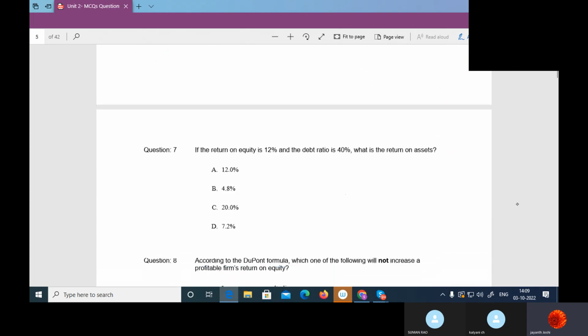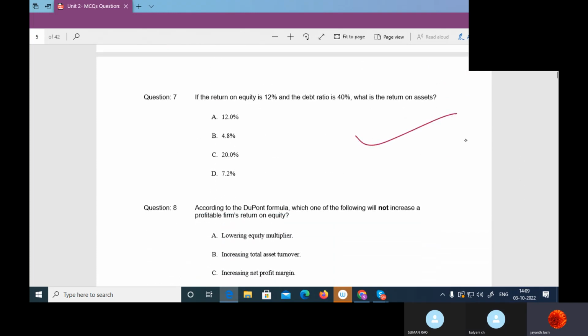We'll pick some question and do it. Just do this question. Ratio. So they have given you ROE and they've also given you the debt ratio.